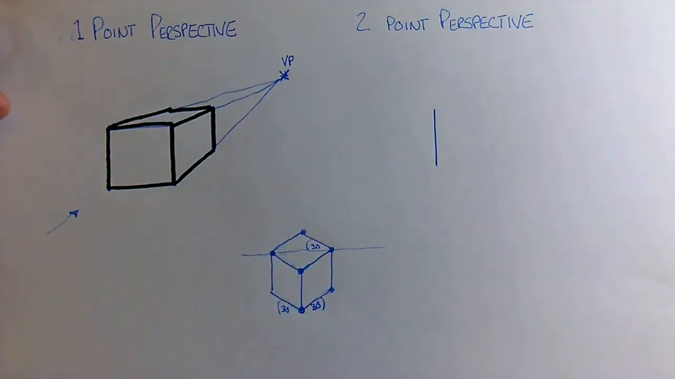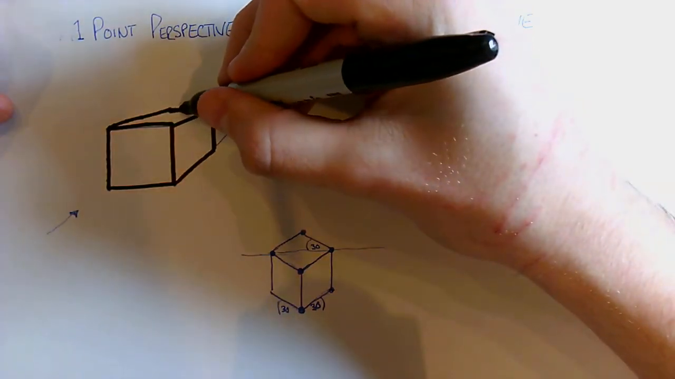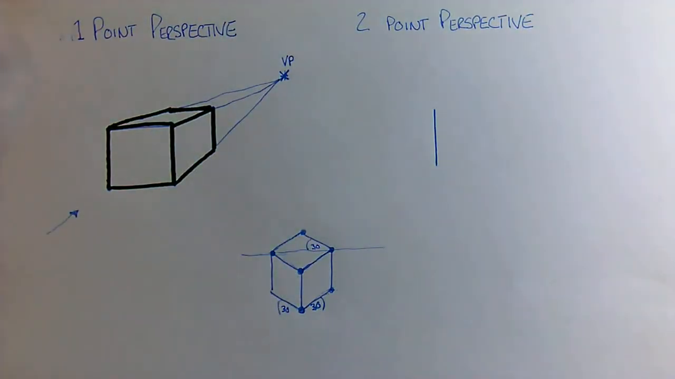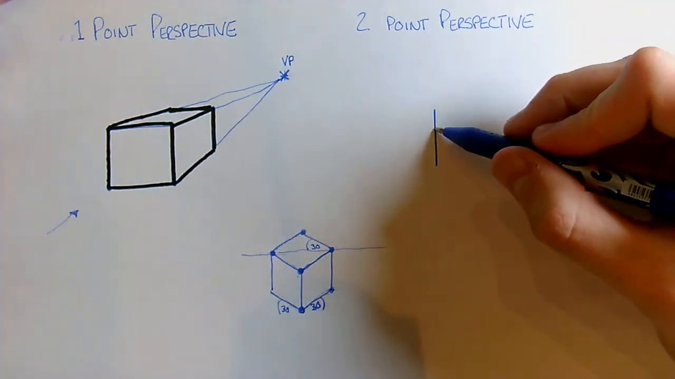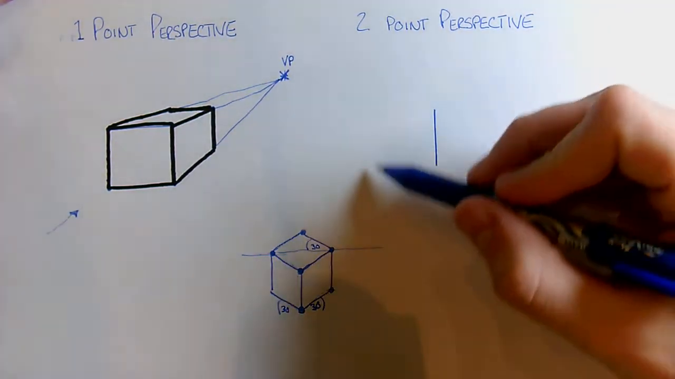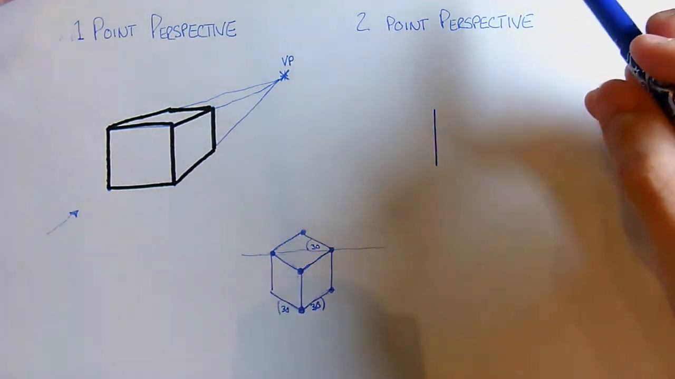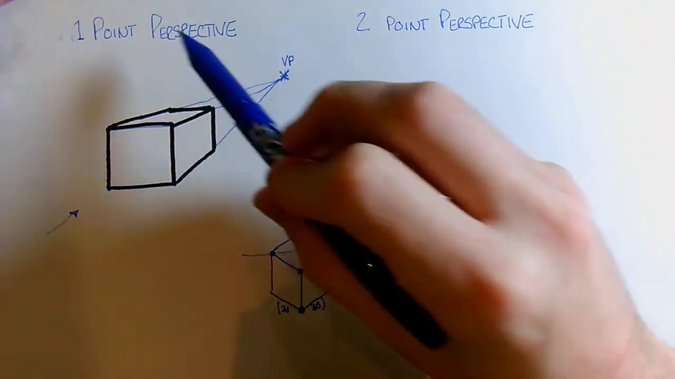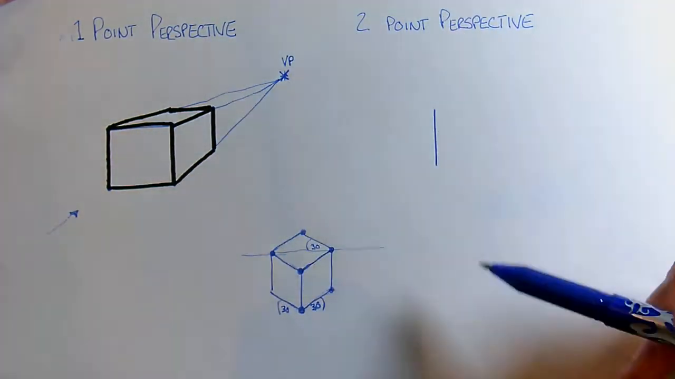So that's fixed that little top corner there. There we go. So that is a basic 1-point perspective cube. Now, moving on to 2-point perspective. You can take a guess at this, like I said at the start, very similar to 1-point.